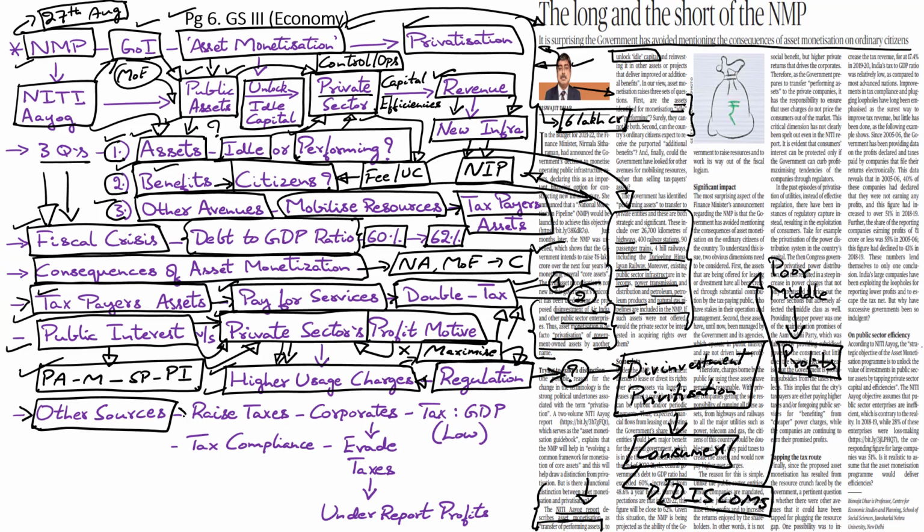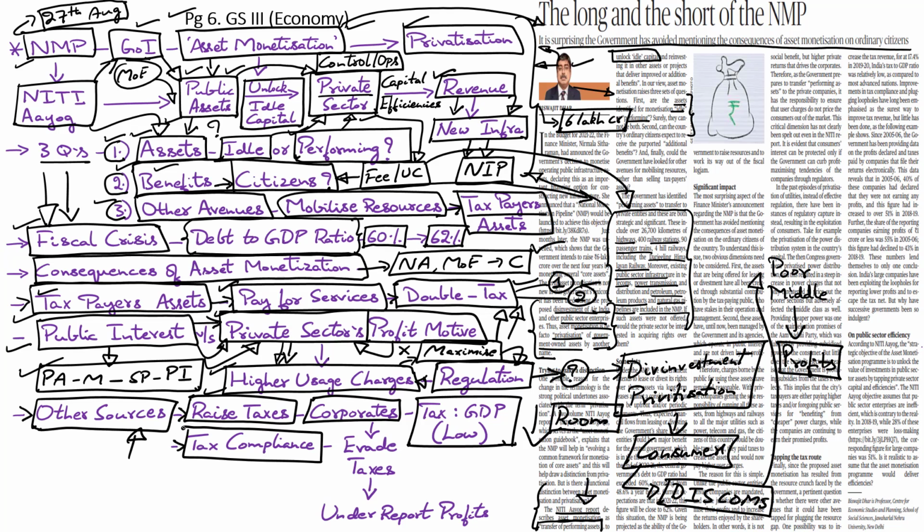Then, coming to other options that the government could have explored for raising revenue, the writer says that the government could have considered raising taxes, especially corporate taxes, because currently India's tax to GDP ratio is very low. According to the writer, there was enough room left to raise corporate taxes to generate more revenue for the government and ensure better tax compliance, especially by the private corporate sector, because many large companies are known to evade taxes by constantly underreporting their profits, by exploiting the loopholes in the current taxation system.